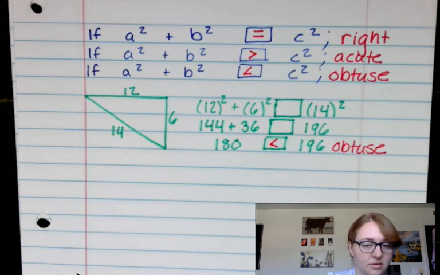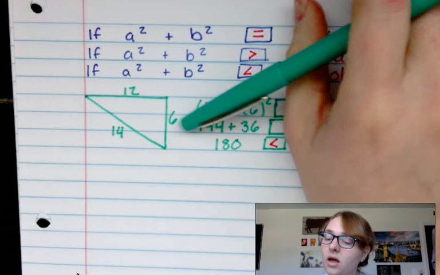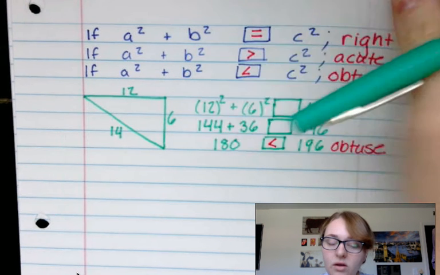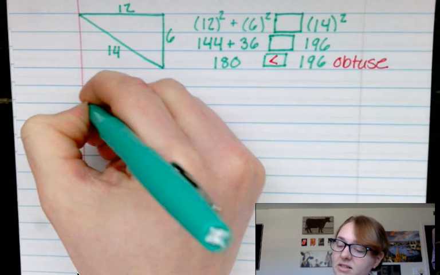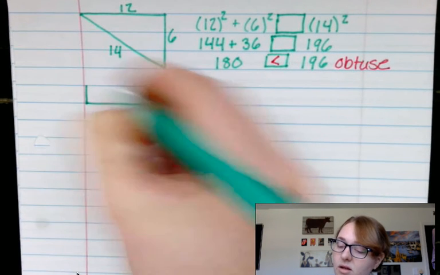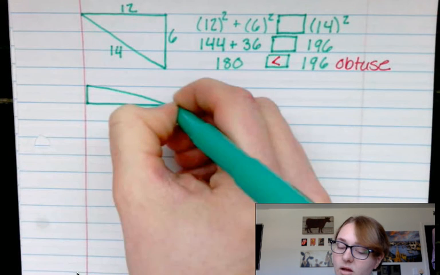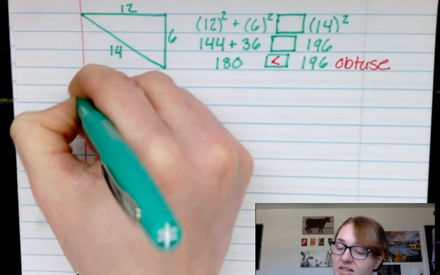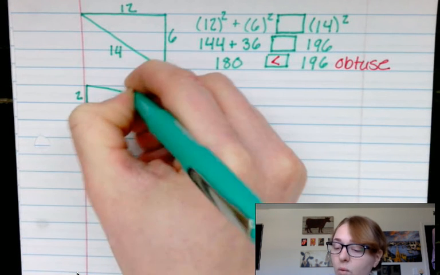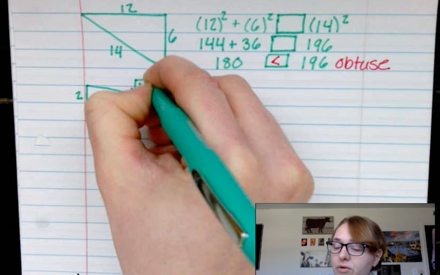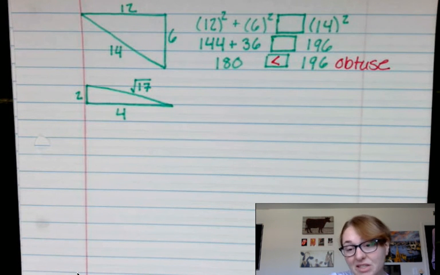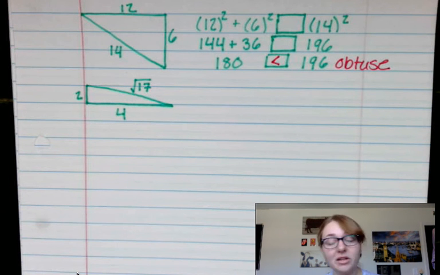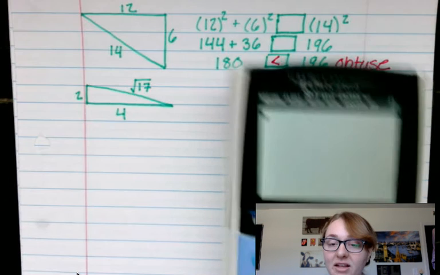All right. Our next triangle looks like this. We have the side lengths of 2, 4, and the square root of 17. All right, we ran into that same problem where we don't know if the square root of 17 is greater than 4 or 2, so let's plug it into our calculator and let's find out.